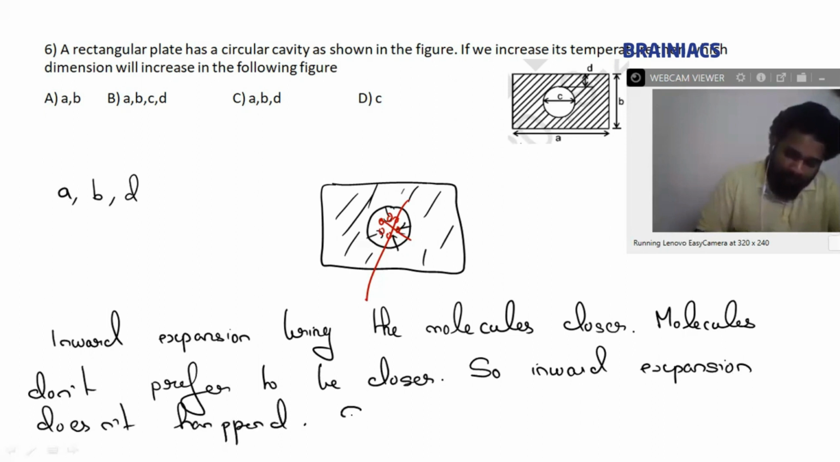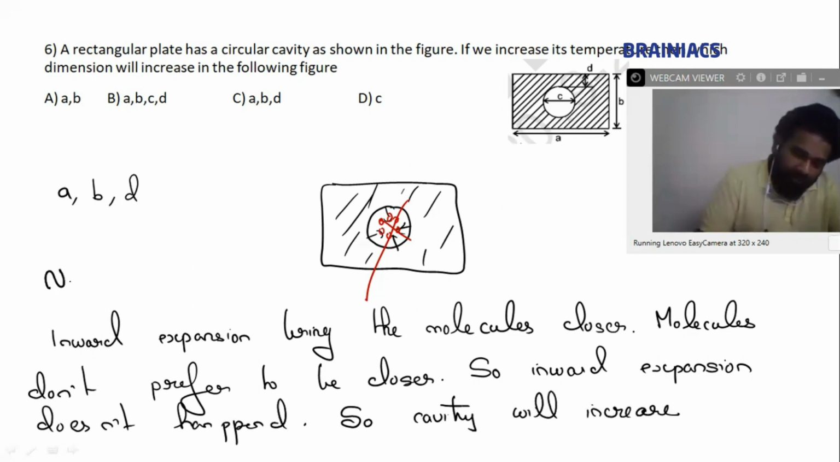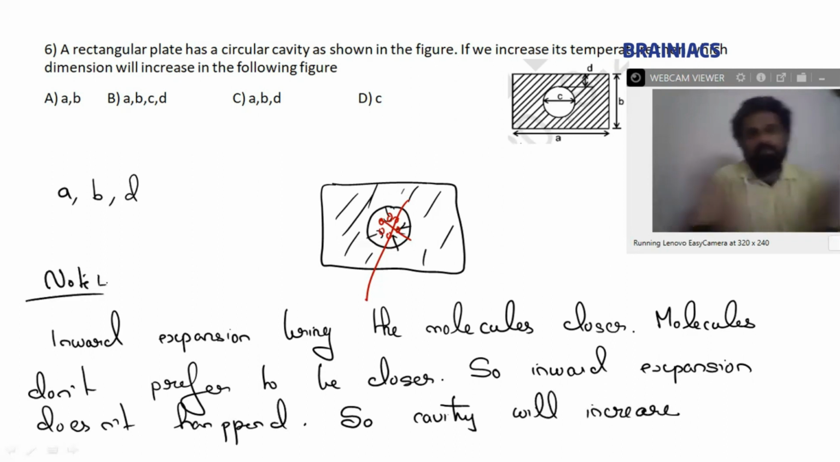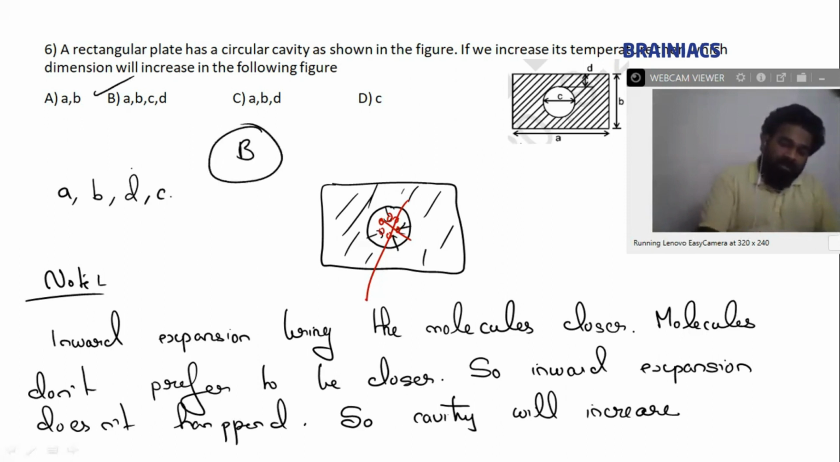Okay, so cavity size will increase. You can note this. If inward expansion happens, molecules will come closer, and that is not preferable for the molecules. So outward expansion will happen, and the cavity size also will increase. So the correct answer is A, B, C, and D. Option B is the correct answer. Clear? Fine. We'll move to the next problem.